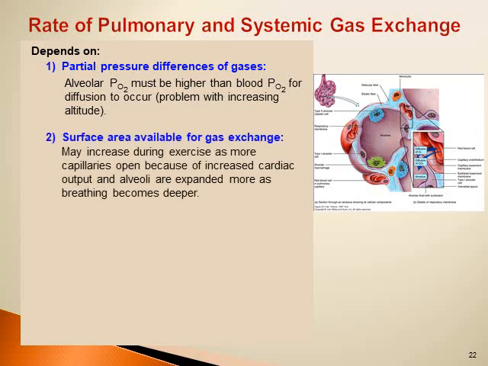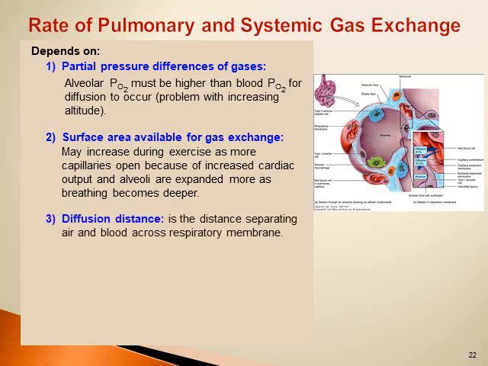The other factor that affects the rate of pulmonary and systemic gas exchange is the surface area available for gas exchange. The surface area may increase during exercise as more capillaries open because of the increased cardiac output, and alveoli are expanded more as breathing becomes deeper. So with exercise, we increase the surface area of the respiratory membrane, and this will increase the pulmonary gas exchange.